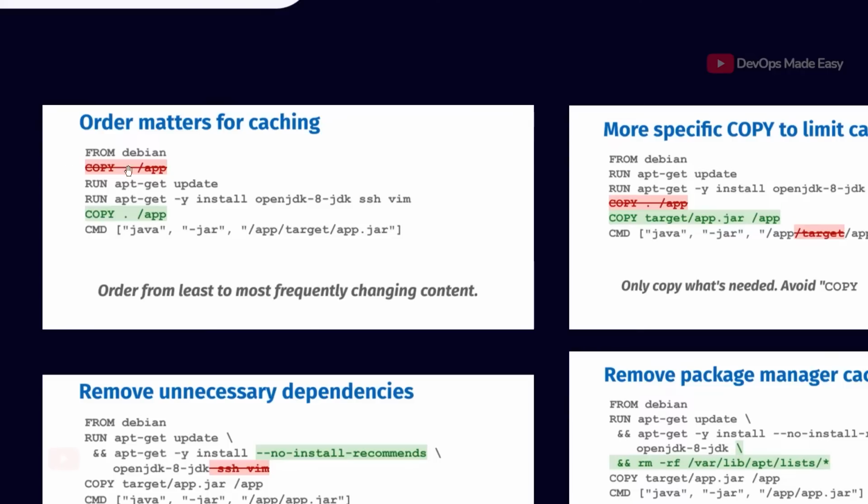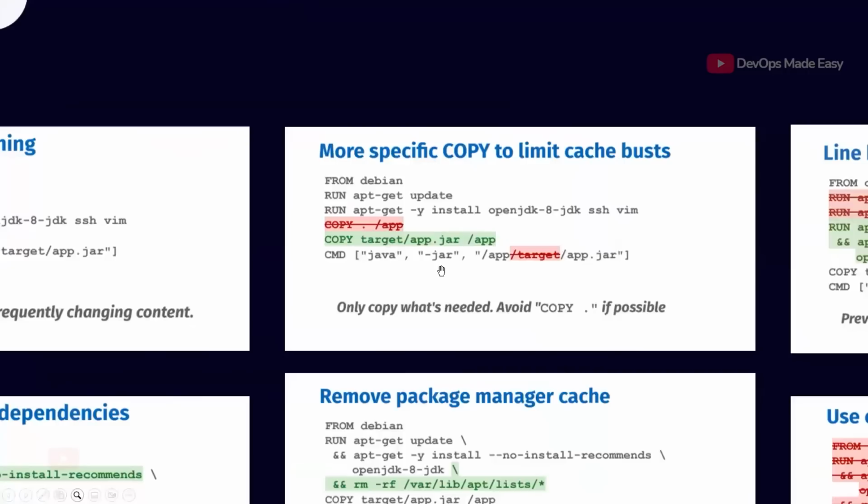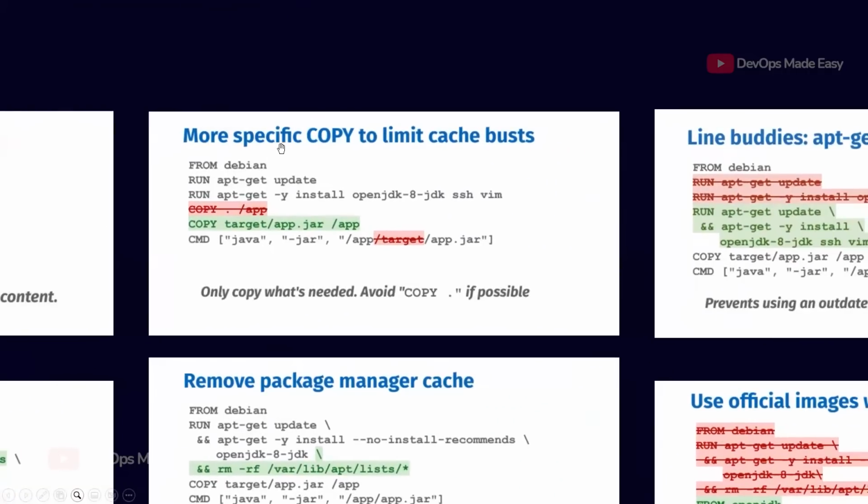But if you copy at the second instruction, what will happen is, every time there is a change in this copy instruction, when you're trying to copy something, this copy instruction has to do it, right? Then the third and fourth layers should be rebuilt every time the second instruction is changed. So this will take a lot of time if you're not using cache. So, more specific copy to limit cache burst, which means don't just use COPY dot because it will copy everything. Always try to copy the data which is required.